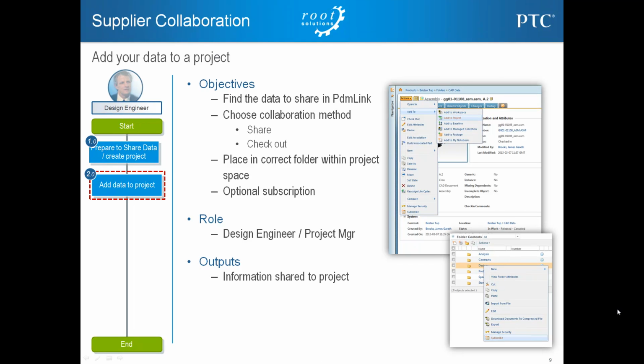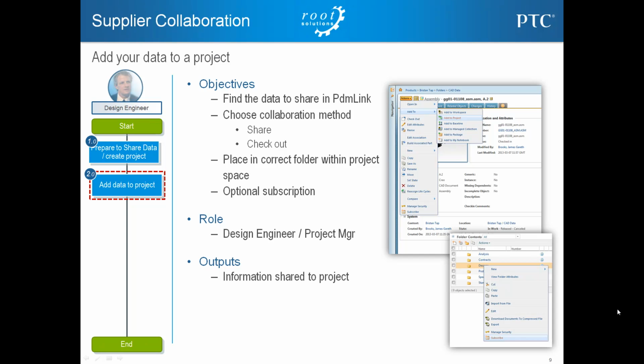Step 2 is where we actually add the data to the project. So we will begin this again as the role of Mike Jones, design engineer or project manager. And the main objectives here, first of all, are to find the data, obviously. And we can do this either by searching or by browsing our product folders. Once we've found that object, we then need to choose to share it to the project. And this can be done via the right-hand mouse button or the actions pull down as shown in the image to the side there.